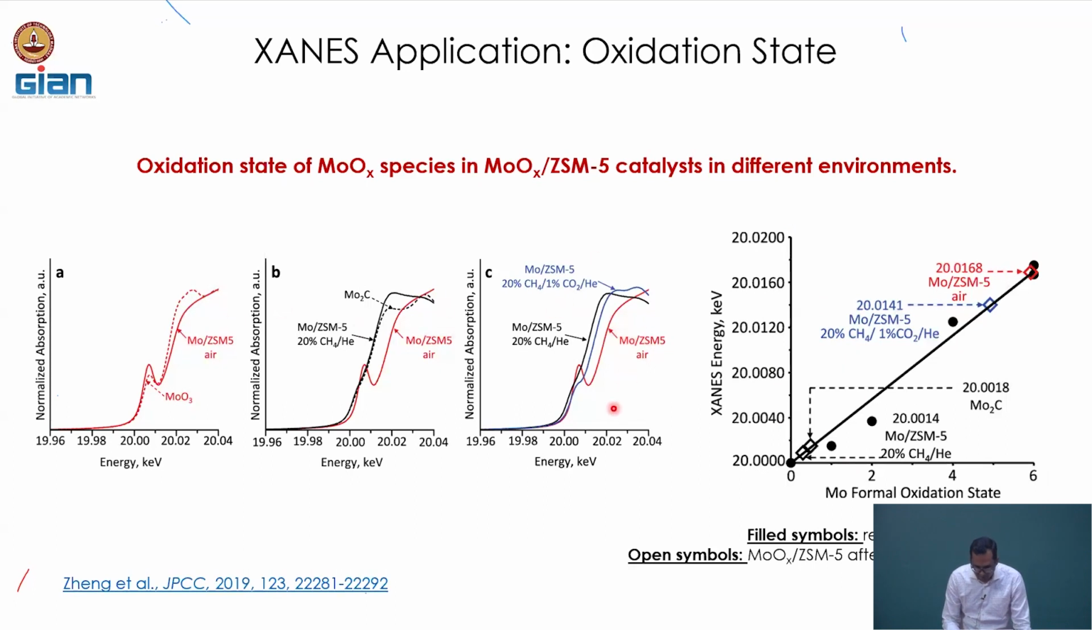For example, in this case, of course, the moly on ZSM5 is completely oxidized, and hence the energy at which the rising edge is happening is at a much higher energy as compared to the last one, which is the black curve here, where moly is exposed to a reducing environment of 20% methane. Okay. So that's on the XANES part.